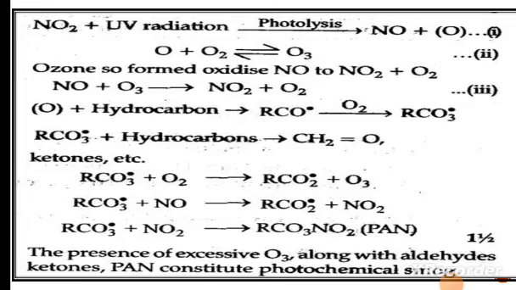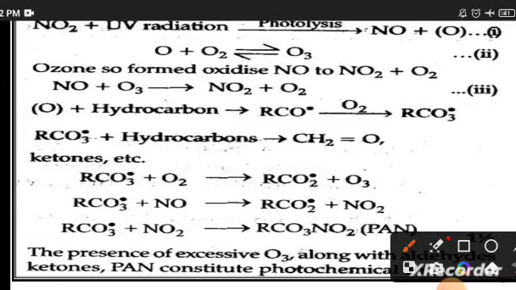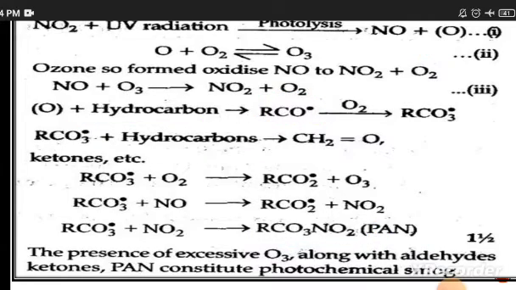But if hydrocarbons are present in the atmosphere, then these hydrocarbons will combine with the atomic oxygen to form a highly reactive intermediate, which is also known as free radical, and this free radical helps in the formation of many highly reactive pollutants like formaldehyde, peroxybenzoyl nitrate, and peroxyacetyl nitrate, that is PAN. The presence of excess ozone along with aldehydes, ketones, and PAN constitutes the photochemical smog.